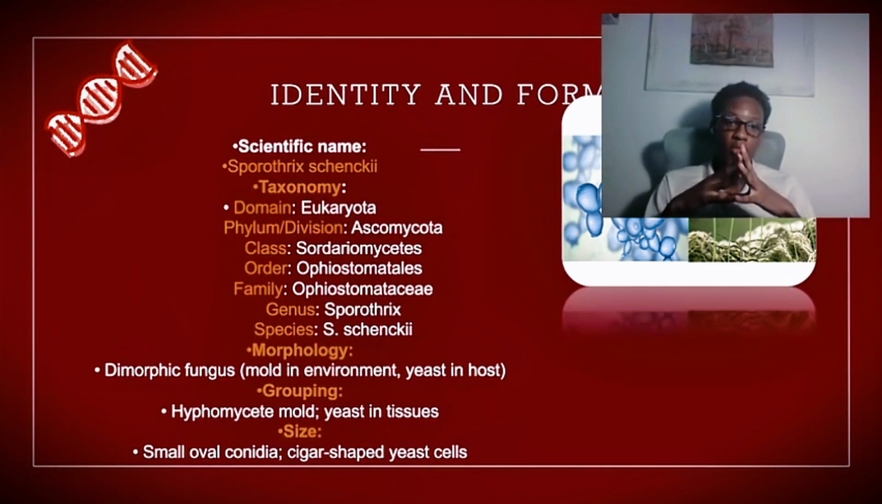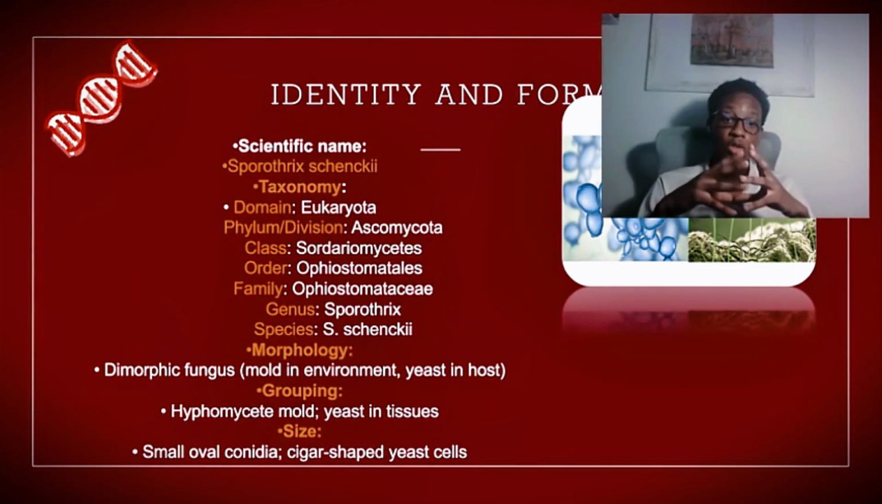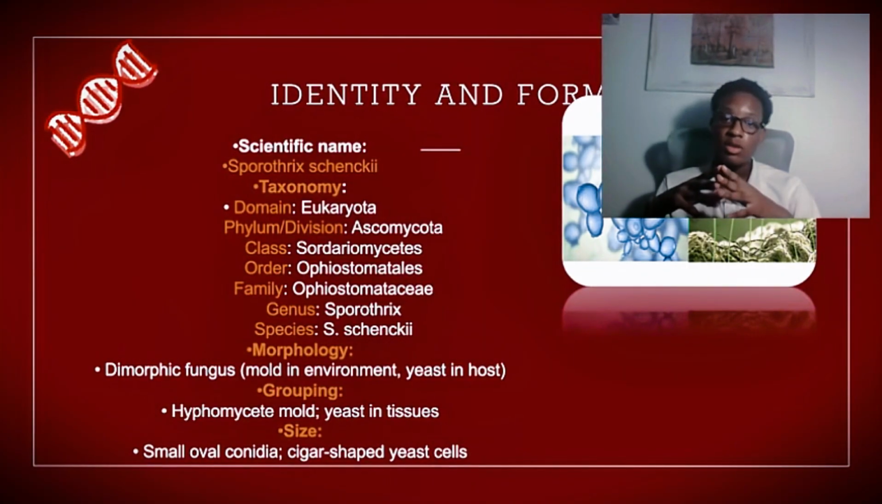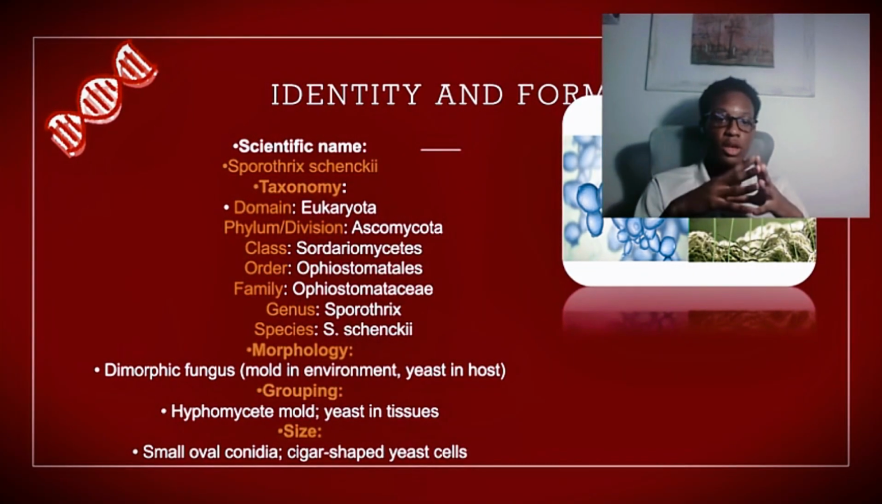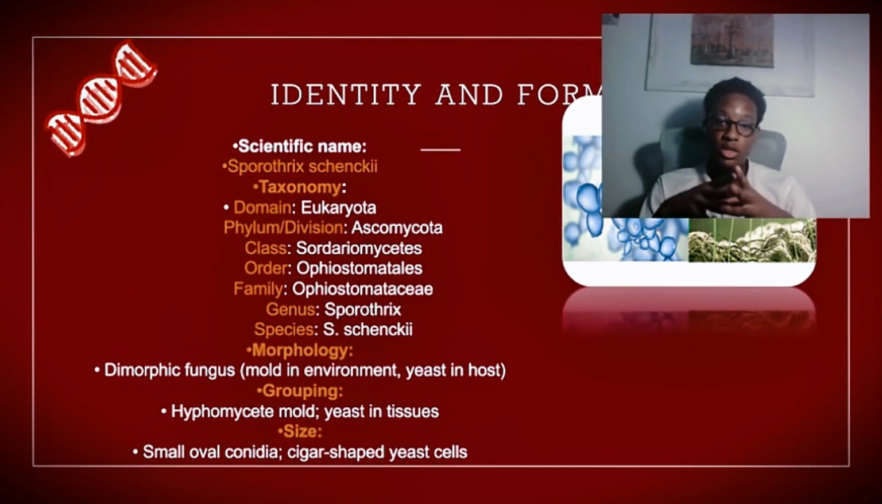Structure and metabolism. This fungus has a strong cell wall made of chitin. Unlike bacteria, it doesn't have a capsule or flagella. It makes spores called conidia and needs oxygen to stay alive.